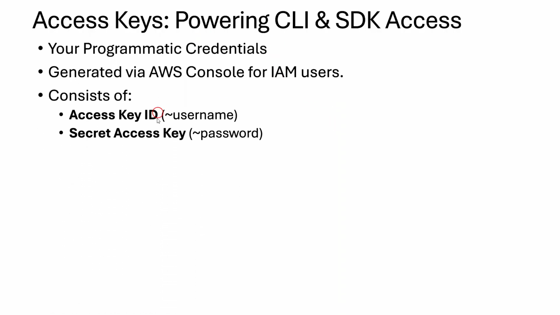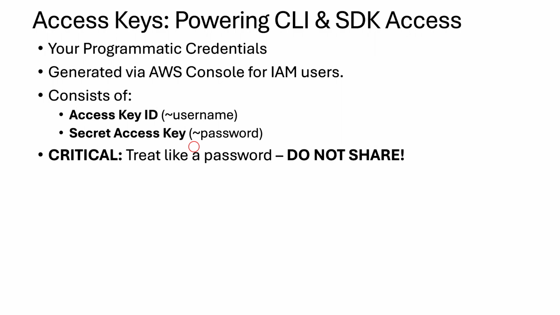And this access key consists of an access key ID, which is like your username with respect to your AWS Management Console, and a secret access key, which is essentially like a password. So the access key ID is a username and the secret access key is your password. An important note is that these are generated through the AWS Management Console for your IAM users.